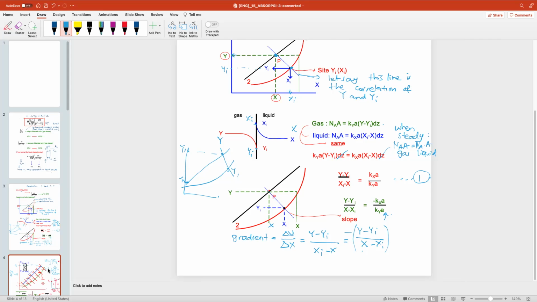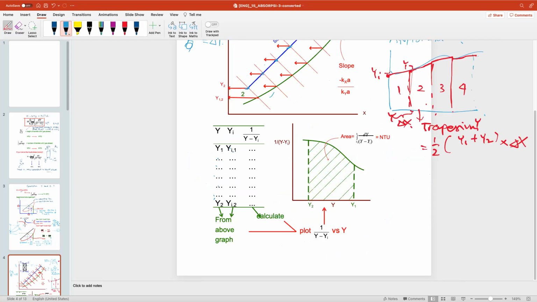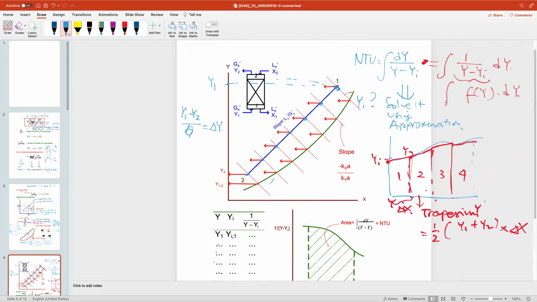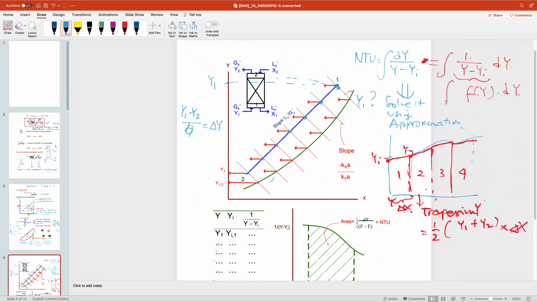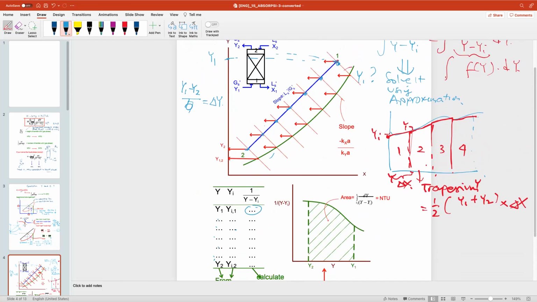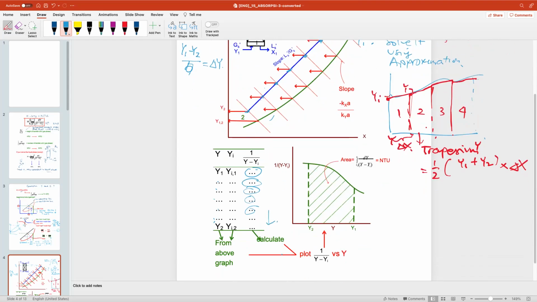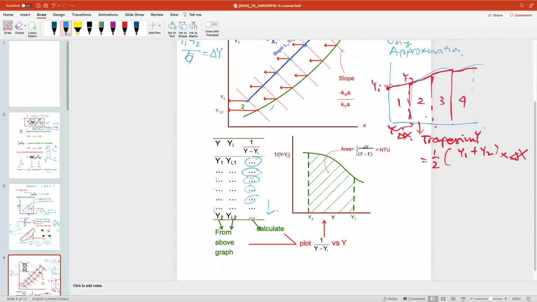Then you can get your number for yi, the y equilibrium. Because the function is 1 divided by y minus yi, you can find the number. You do it for each point, and then you add them up to get the area. So the area is actually the summation of your trapezium.